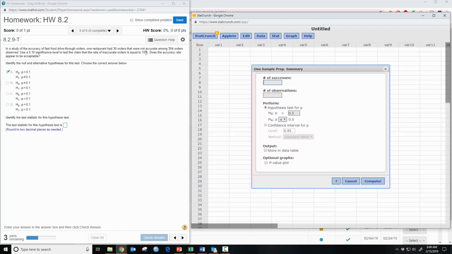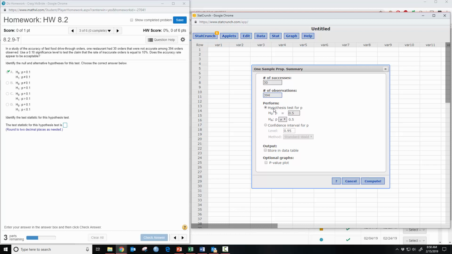That's where this gets confusing, because with success you think, well, that would be an accurate order, but that's not what success means. Success means the thing from our sample has the characteristic we're testing for, and we're testing for inaccurate orders. So we had 30 successes, 30 things that were inaccurate. And then the number of observations is the total, so that was all 394 orders.